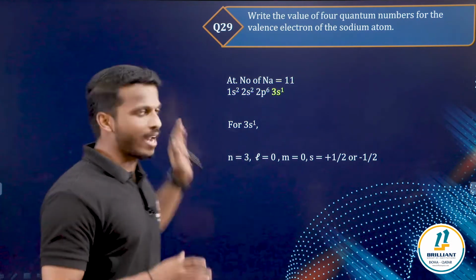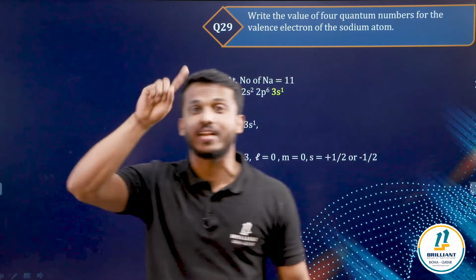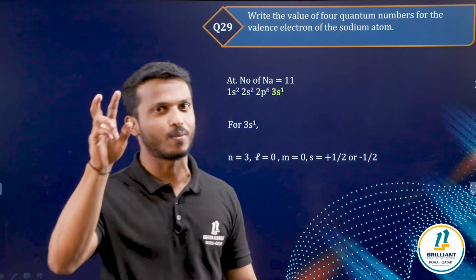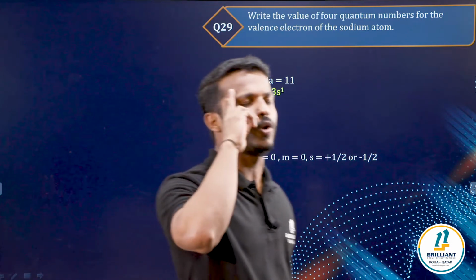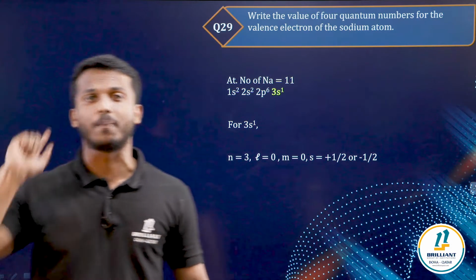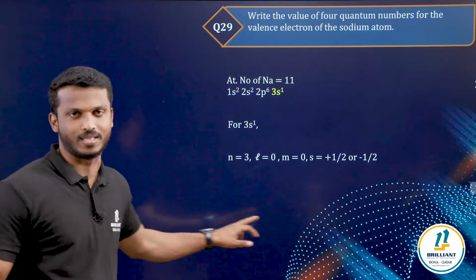So, they are asking only for the outermost electron. Where is the outermost electron located? 3s orbital. So, n equal to 3, l equal to 0. For s orbital, l equal to 0, right? If you know the l value, remember all of you, what is the equation to calculate the magnetic quantum number? Minus l to plus l. Therefore, 0. And the spin quantum number will be either plus half or minus half.